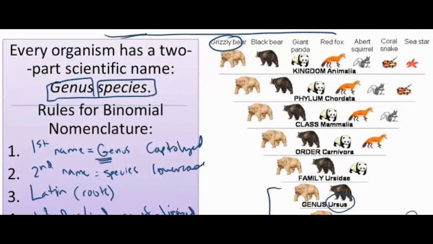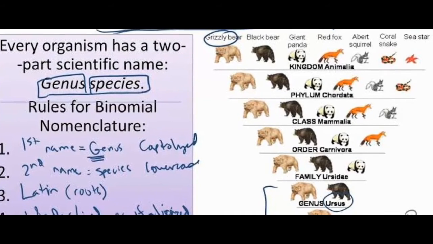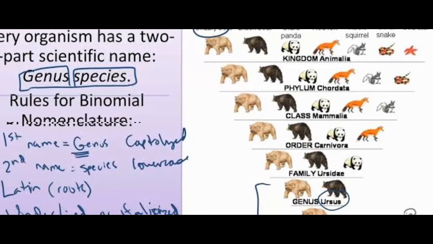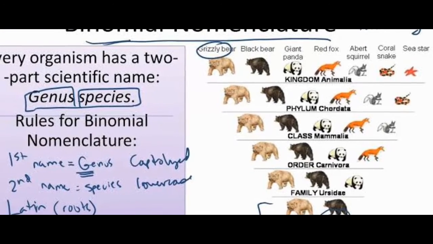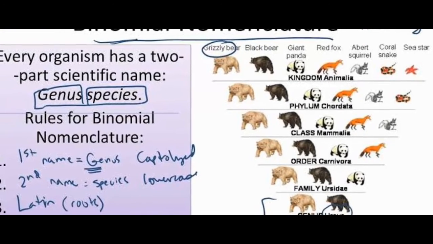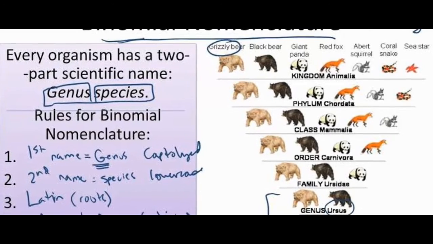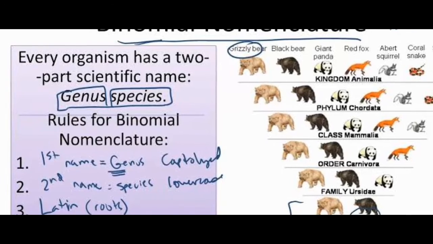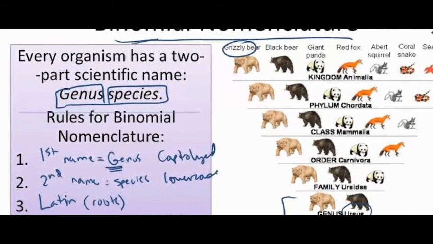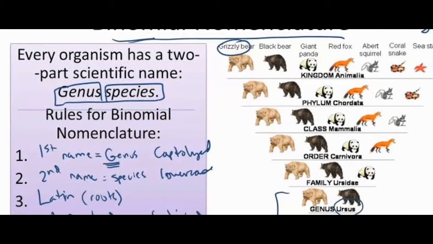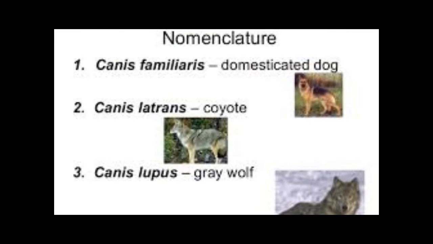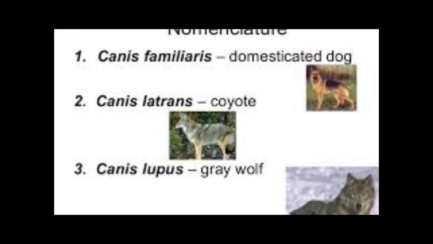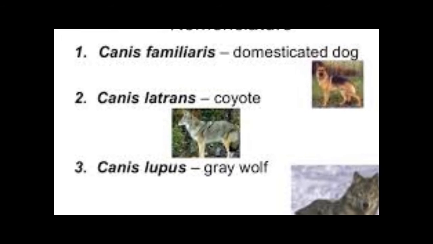The rules for binomial nomenclature: the first name should be the genus and it should be capitalized. The second name would be the species and it should be written in lowercase letters. Names should be written in Latin, and since it is written in Latin, it should be italicized or underlined. These are the examples of nomenclature. The first name is the genus, and the second name is the species.